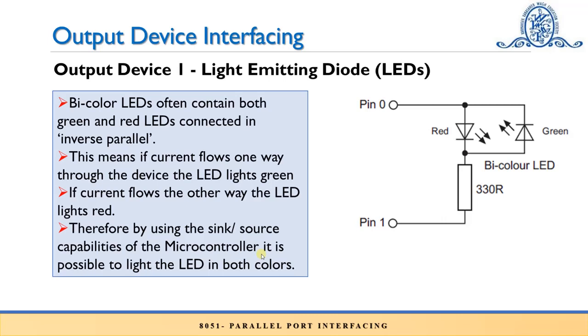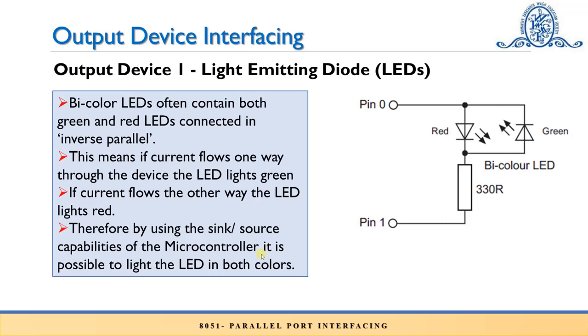Then one more type of LED is a bicolor LED. Bicolor LEDs often contain both green as well as red LEDs connected in inverse parallel. The meaning is that if the current flows in one way through the device, the LED will give you the green color, and if the current flows in the other way, the LED will light red. So by using the source and sink capabilities of the microcontroller, it is possible to light the LED in both colors. In one case, the microcontroller will be sourcing the current. In the second case, it will be sinking the current.